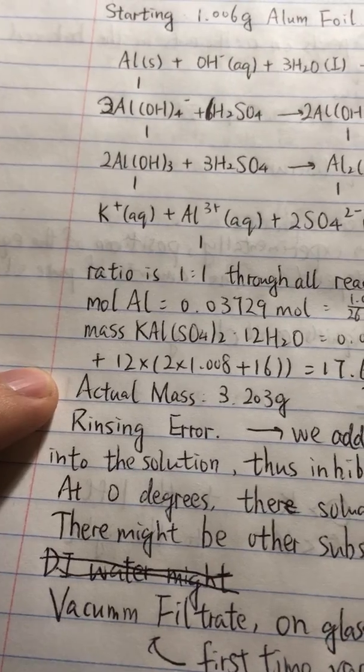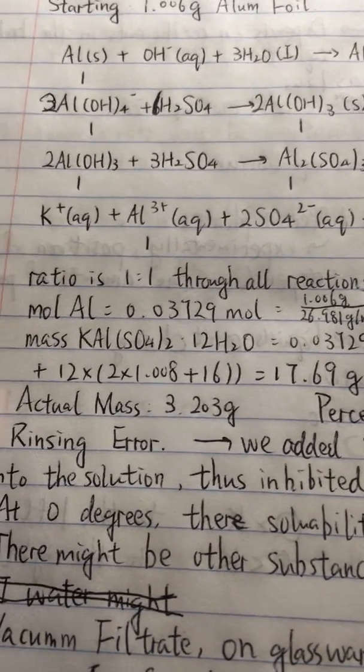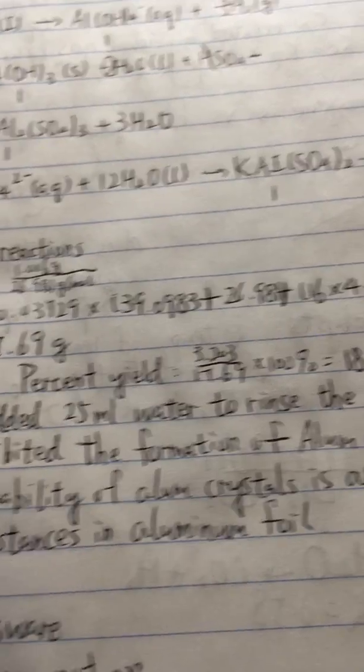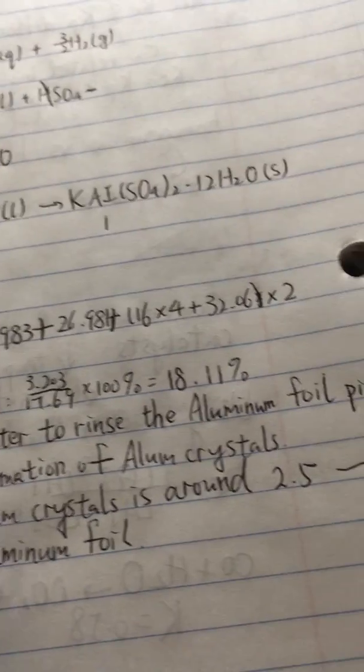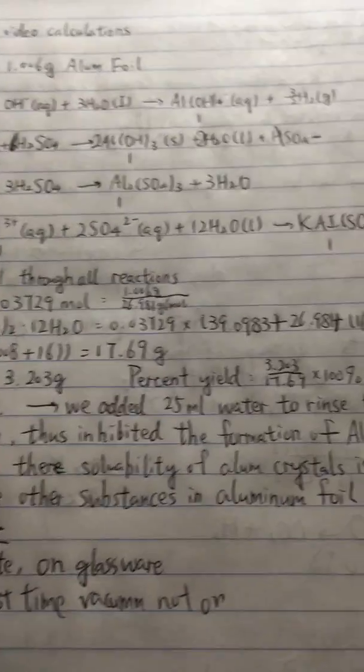And then from the experiment, our actual mass, luckily, is 3.203 grams of alum crystals. So our percentage yield is 3.203 over 17.69 times 100%, which is 18.11%. It's a fairly small number.